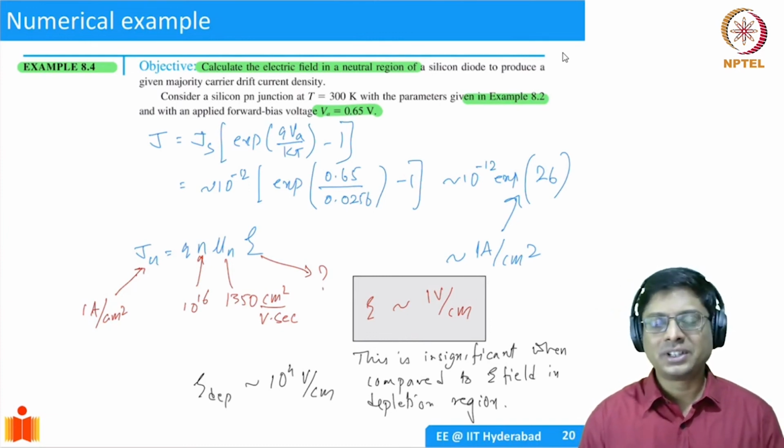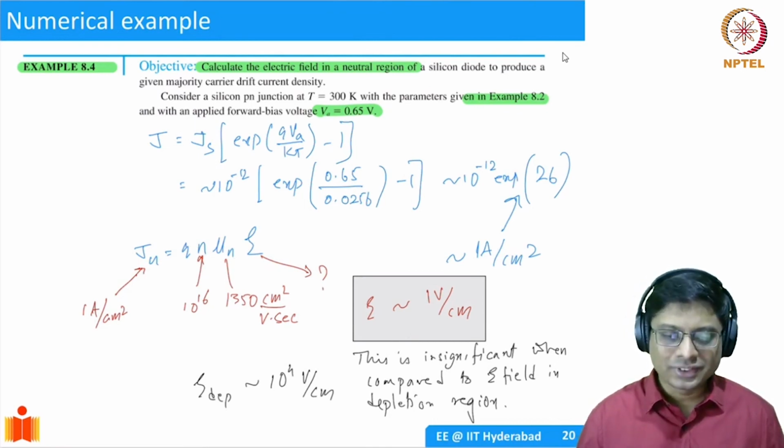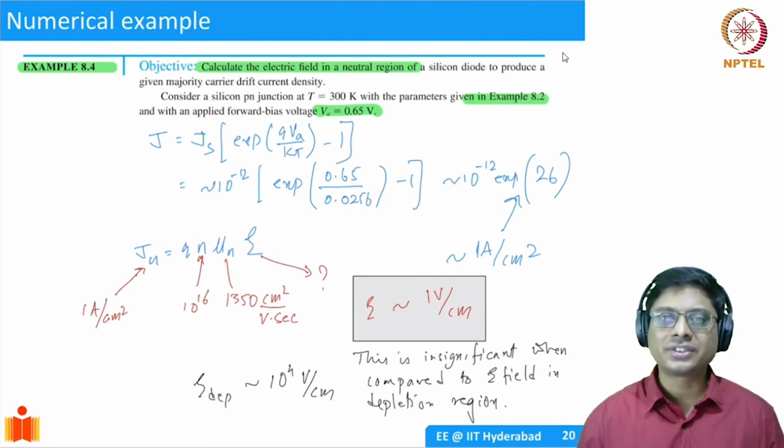In the next lecture, we will talk about capacitance, how the depletion capacitance changes. So we'll see that there is a certain depletion capacitance associated with a PN junction. And then we'll also talk about a few non-idealities in a PN junction device.